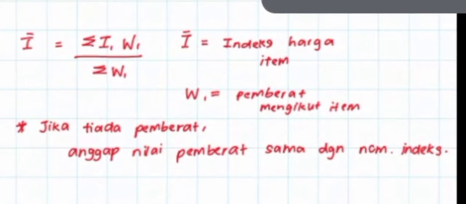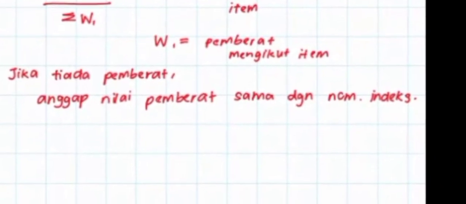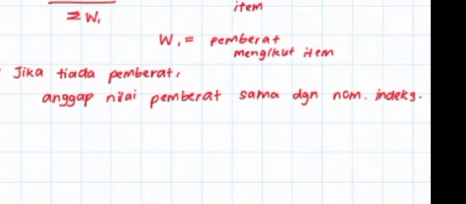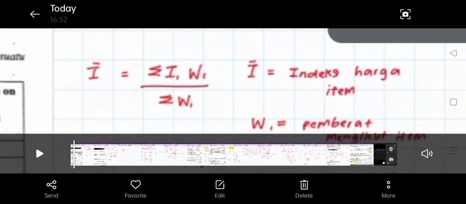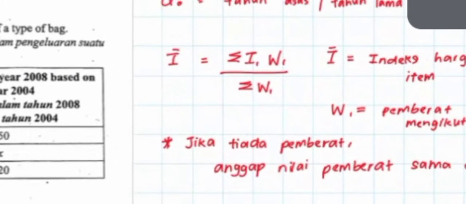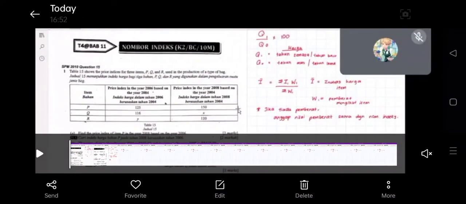Now here you see I equals index harga item, W equals pemberat mengikut item. Jika tiada pemberat, anggap nilai pemberat sama dengan nombor indeks. This was never mentioned by Yaya just now, but I just want to say it. Okay, stop my screen, cannot zoom out. I'm so messed up, I swear.